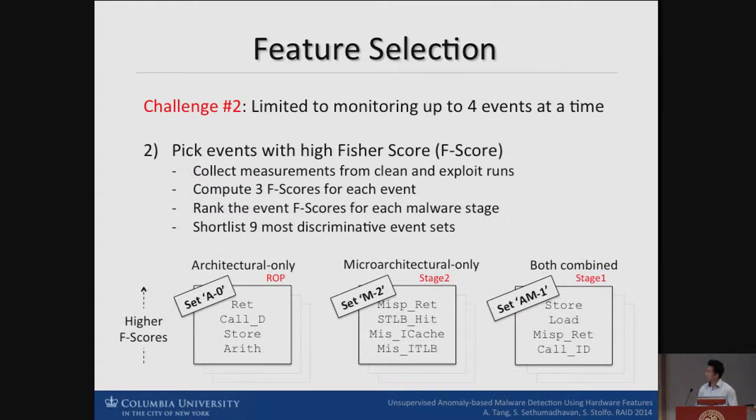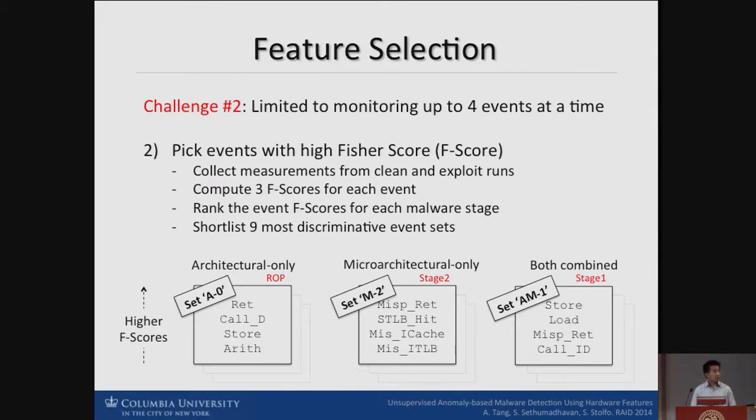Next, we rely on the Fisher score, which we term as the F-score here. This is a widely used feature selection technique that can pick out events that have a better ability to distinguish between 2 classes of measurements. Put simply, the F-score quantifies the degree of separation between 2 classes of measurements. In order for us to do that, we compute the F-scores for each event. Each event will have 3 F-scores associated with it, 1 for each malware stage.